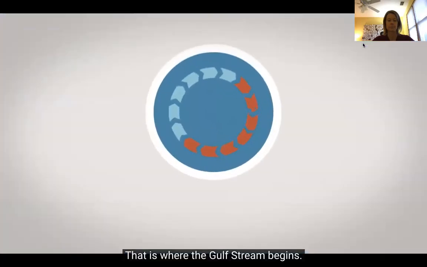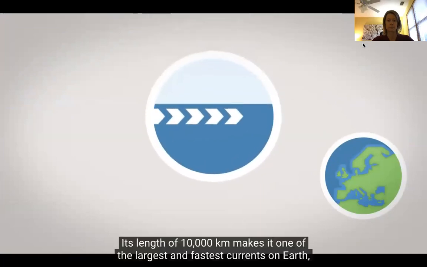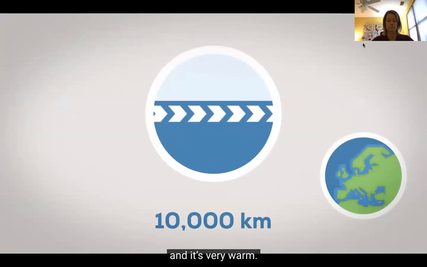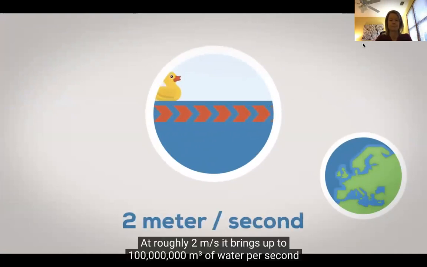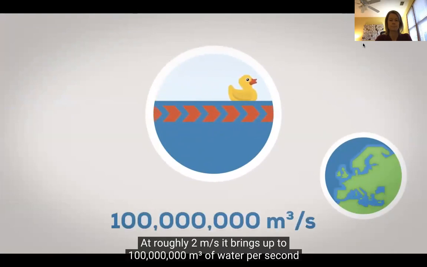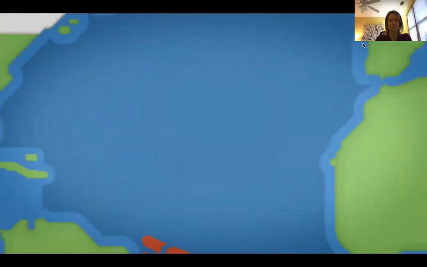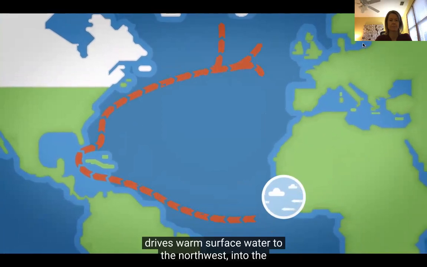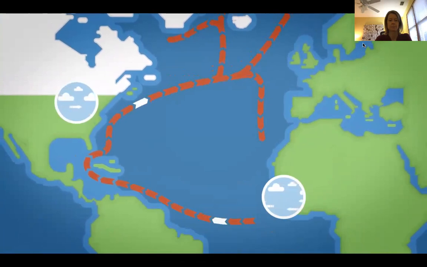That is where the Gulf Stream begins. The Gulf Stream is very important for the European climate. Its length of 10,000 kilometers makes it one of the largest and fastest ocean currents on Earth, and it's very warm. At roughly 2 meters a second, it brings up to 100 million cubic meters of water per second towards Europe. A constantly blowing wind, the southeast trade wind, drives warm surface water to the northwest into the Gulf of Mexico, where it heats up to 30 degrees Celsius.